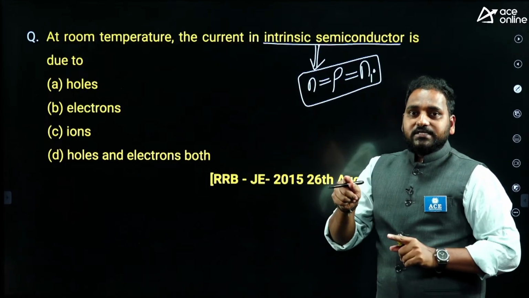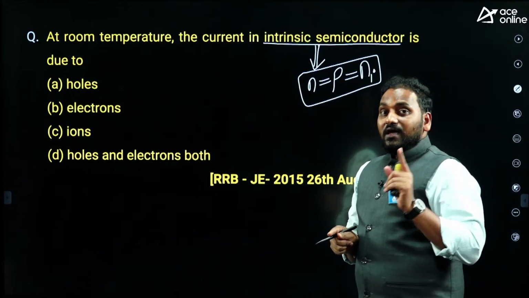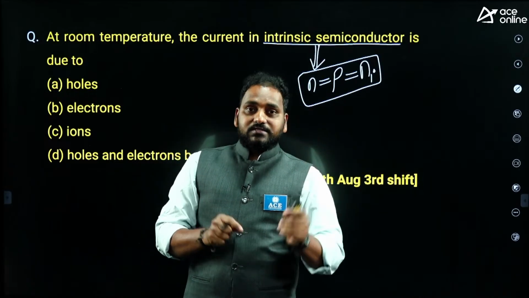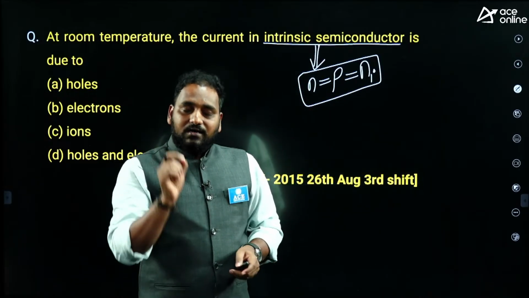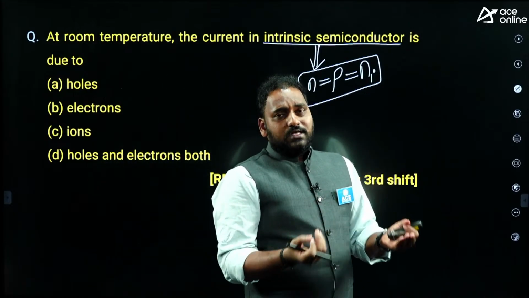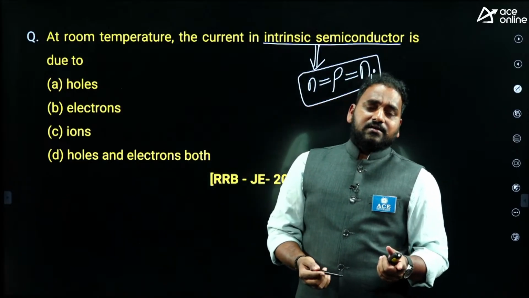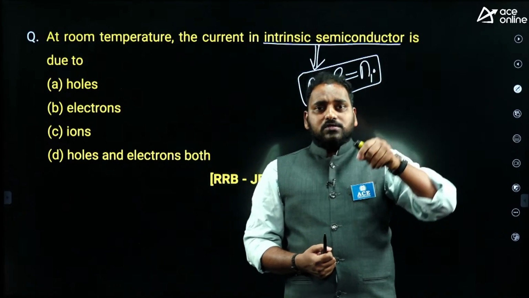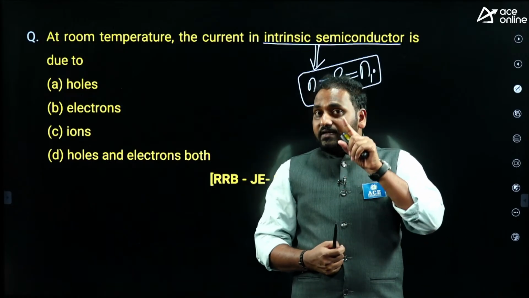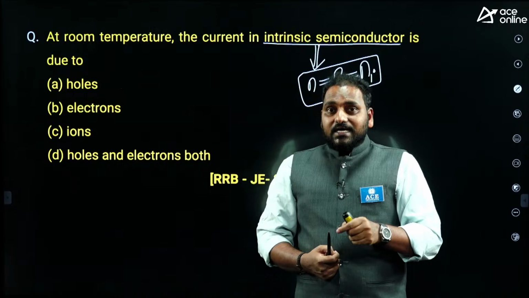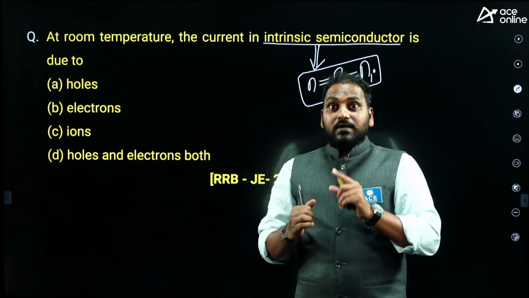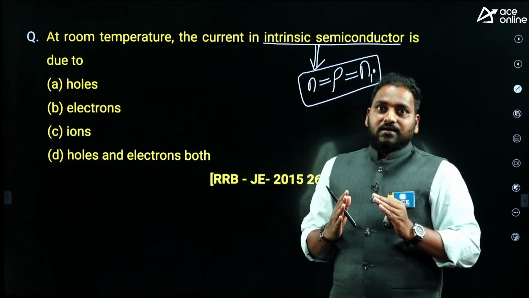But the common point is, at any cost, the number of electrons and the number of holes will remain the same. So obviously current is due to both electrons and holes. In an n-type semiconductor, electrons are the majority and holes are the minority, so current is mainly due to electrons. In p-type, current is mainly due to holes.